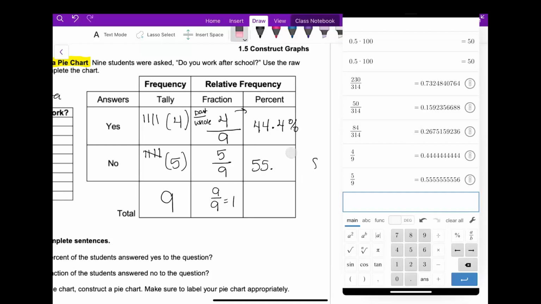So what are we at? We're at 55.6. Now you might be thinking, well, what if I had decided to go to 2 decimal places?